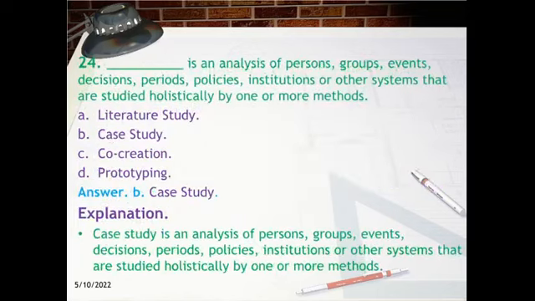24. Which is an analysis of persons, groups, events, decisions, periods, policies, institutions or other systems that are studied holistically by one or more methods? Literature study. Case study. Co-creation. Prototyping. Answer. B. Case study. Explanation. Case study is an analysis of persons, groups, events, decisions, periods, policies, institutions or other systems that are studied holistically by one or more methods.